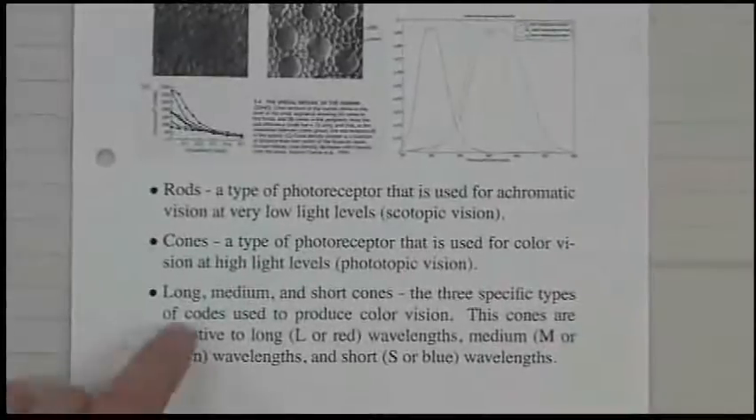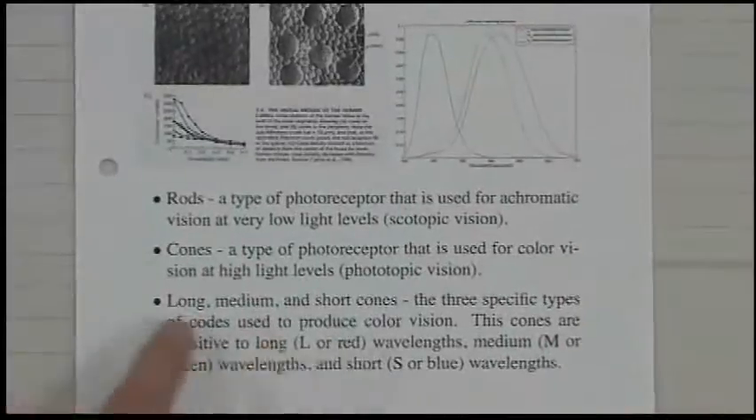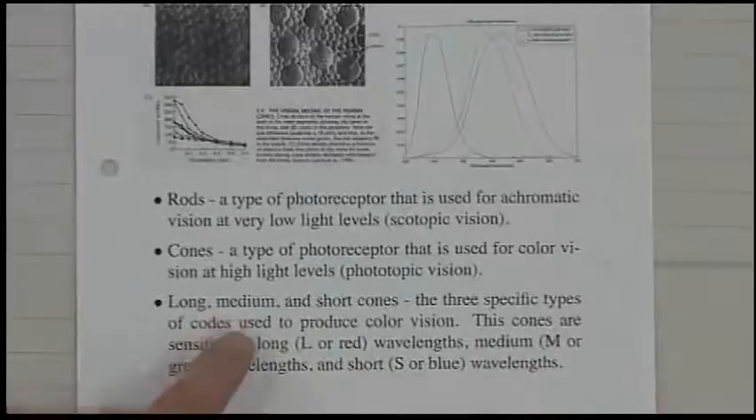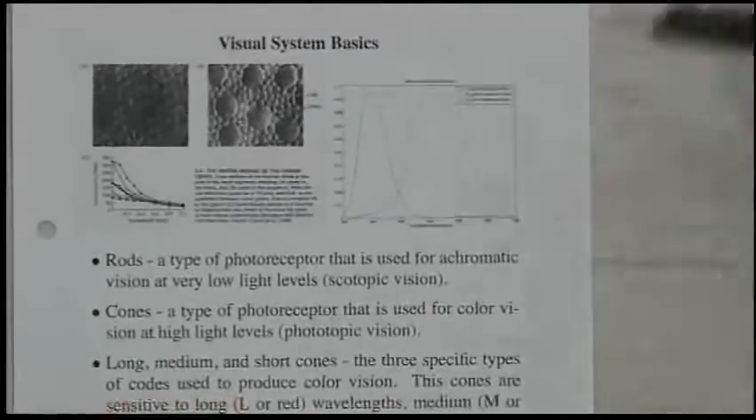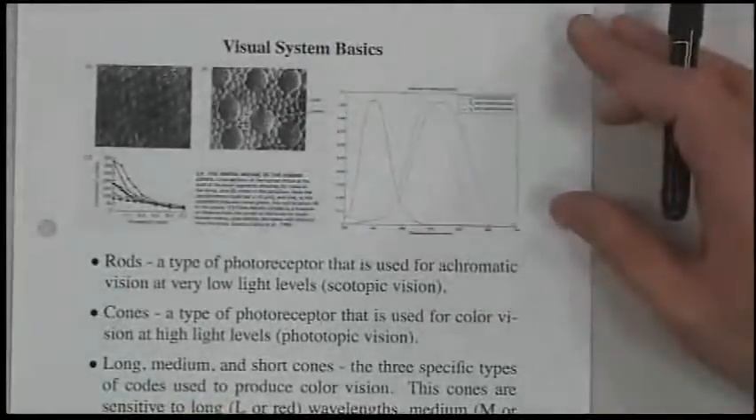Now, people tend to call the long, the medium, and the short the red, the green, and the blue cones, but that's not true, okay? Because it turns out if you actually look at the response of each of the photoreceptors.